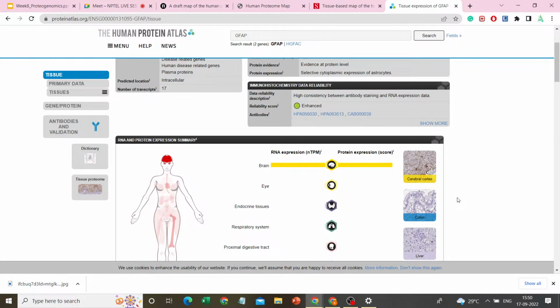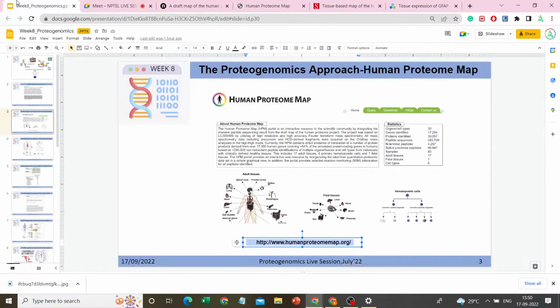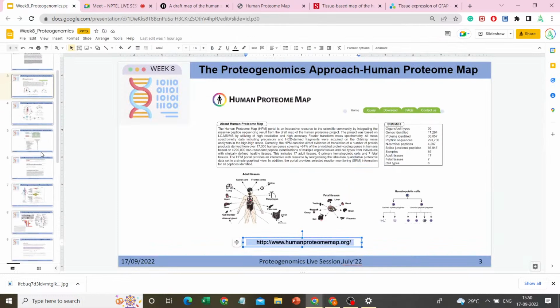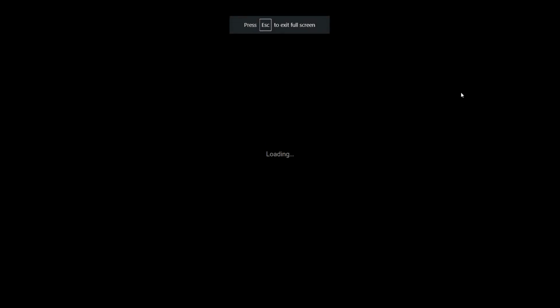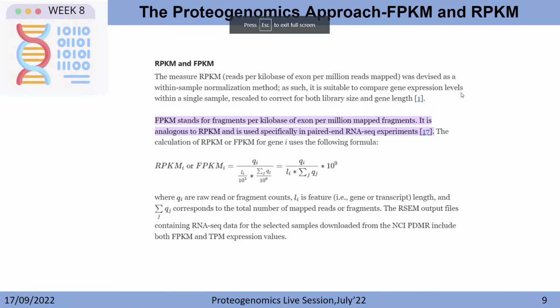So this is the whole Human Protein Atlas, where the protein expression score is based on antibody-based and RNA expression-based data. So this is a very comprehensive data set, which can help you in understanding. Now one thing you can see is that it is written in RPKM and FPKM. So I thought I would give you the definition of what RPKM and FPKM mean, so that you can understand what they intend to define.